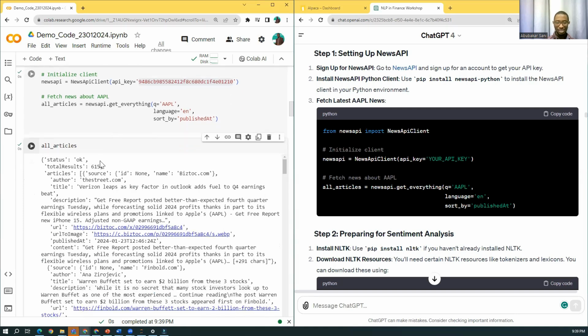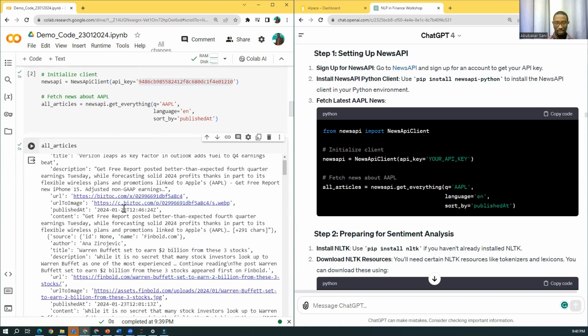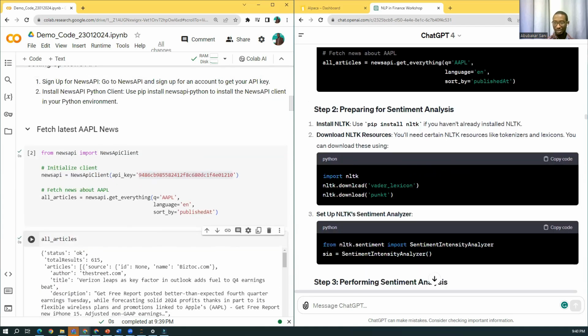If I was to ask you to sit down and read them, you can imagine the amount of time it is going to take you to finish reading 615 articles. As you can see here, these are the articles.